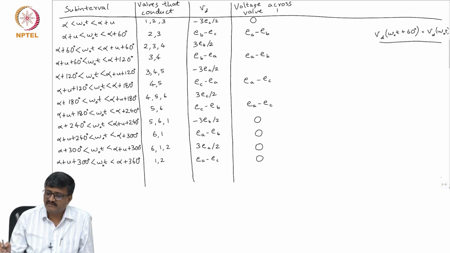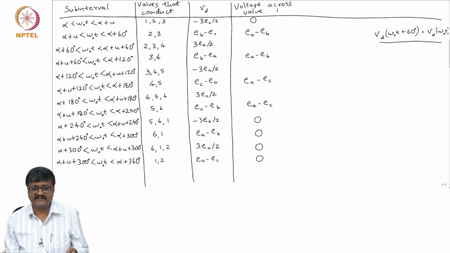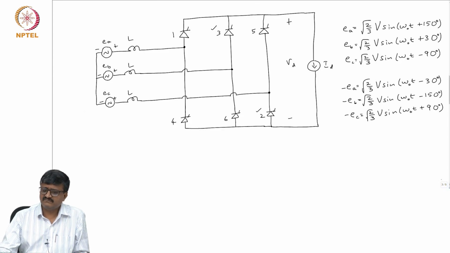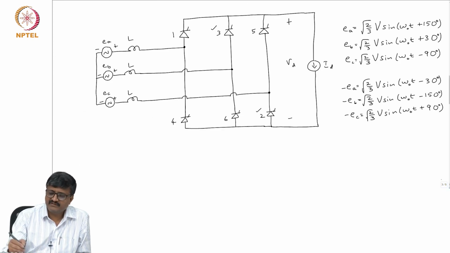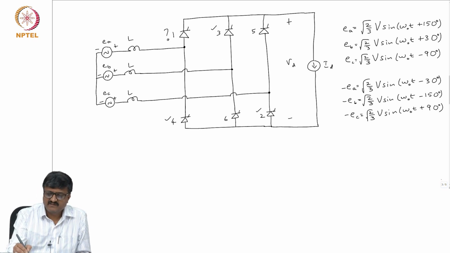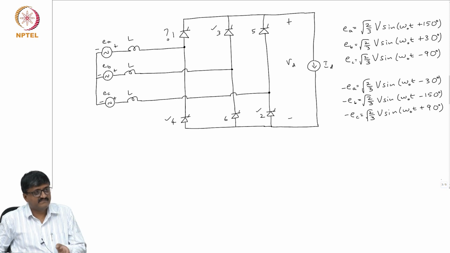Now, let us come to the subintervals in which 3 valves are conducting. If I take the third subinterval, valves 2, 3 and 4 are conducting. Let us come to this circuit. So, valves 2, 3 and 4 are conducting. What is the voltage across valve 1? EA minus. Now, you have to note that when 3 valves are conducting, the drop across inductance is not 0. Only when 2 valves are conducting, the voltage across the inductance is 0 because the current is constant.